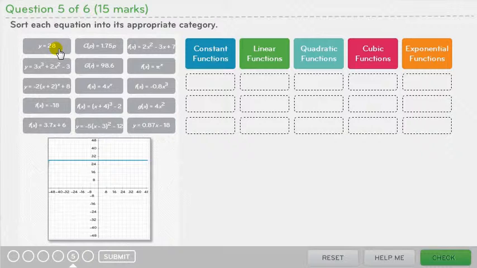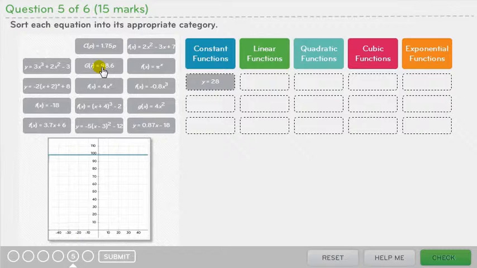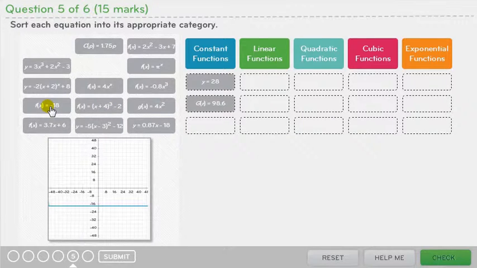Constant functions form horizontal lines, and they have no variables. Therefore, y equals 28 we can see is a constant function. It forms a horizontal line at y equals 28, and there are no variables. The same is true for g of r equals 98.6, and f of x equals negative 18.